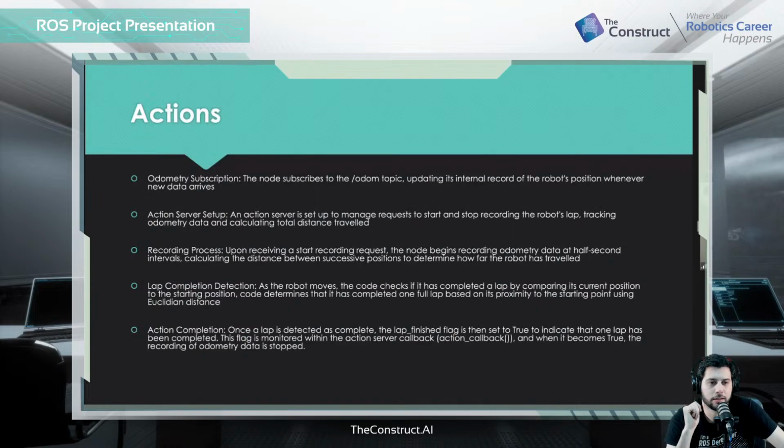Great. So actions, which is section 3 and the final part of the project, is actually very important. In actions, we are using the odometry subscription. The node subscribes to the odom topic, updating its internal record of the robot's position whenever new data arrives. The action server is set up to manage requests to start and stop recording the robot's lap tracking and odometry data and calculating the total distance, like I showed on the real robot: all the geometric positions as well as the total distance traveled by the robot.